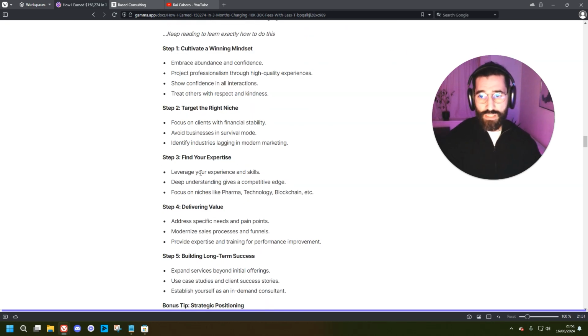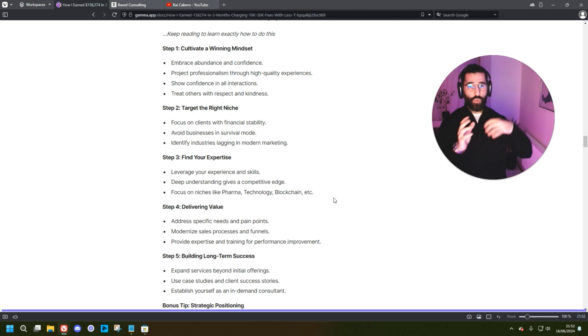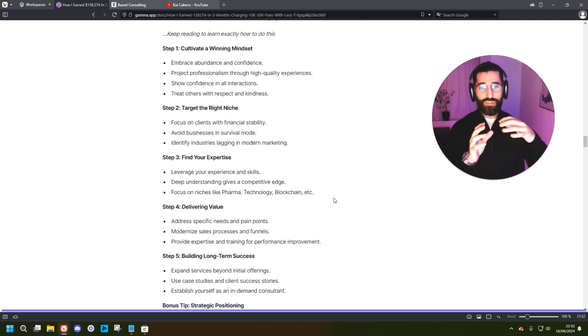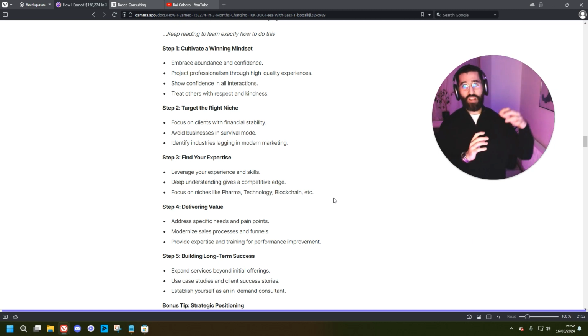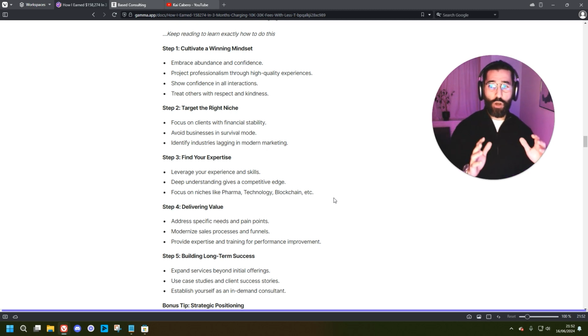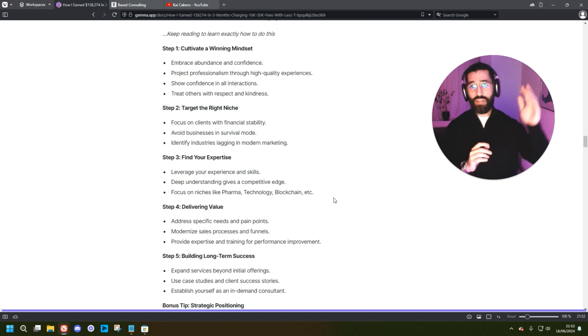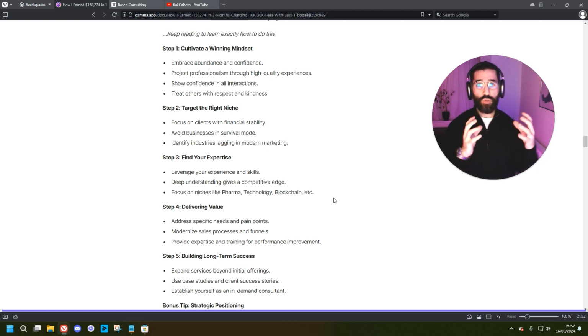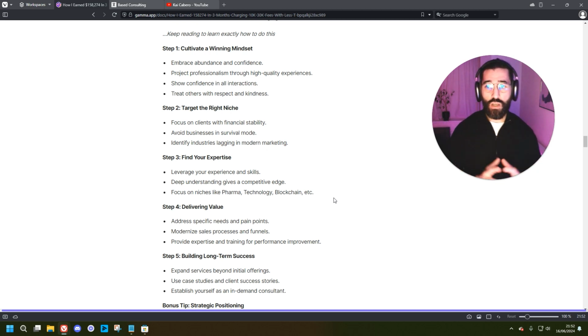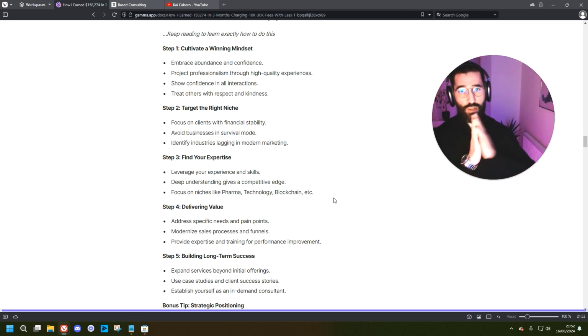Step three is find your expertise. So leverage your experience and skills. Deep understanding of these industries gives you a competitive edge. Focus on niches like pharma, technology, blockchain, etc. And the reason I say that is because the agencies selling to agency owners, the workshop guys selling workshops on how to sell workshops to people that want to learn how to do workshops, the bubble is going to pop. Servicing premium, high quality, 7 to 10 figure companies is what's going to help you build a real sustainable business for the future and really just light your life on fire.